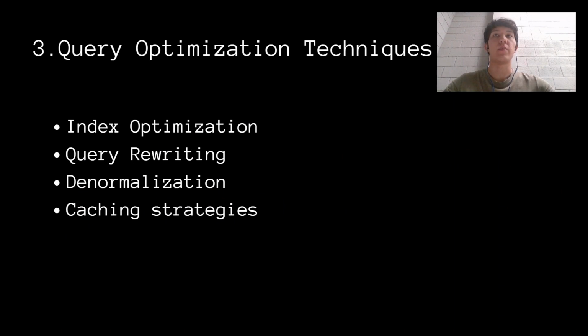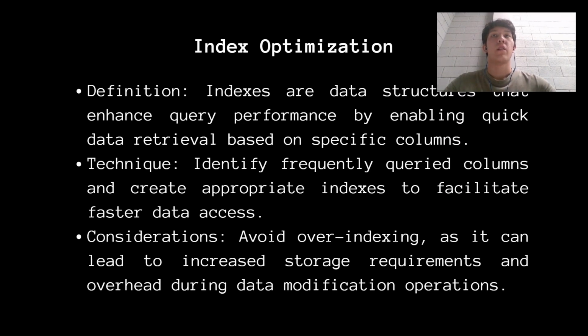The third step is about query optimization techniques. There are many techniques, but here I listed some key techniques: index optimization, query rewriting, denormalization, and caching strategies. We'll cover all of them, and I will also show examples of it. Let's begin with index optimization.